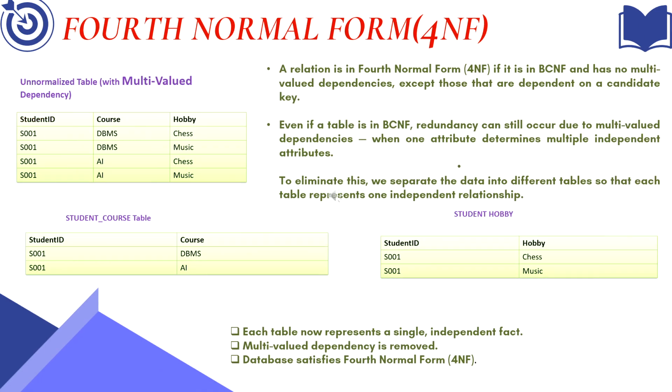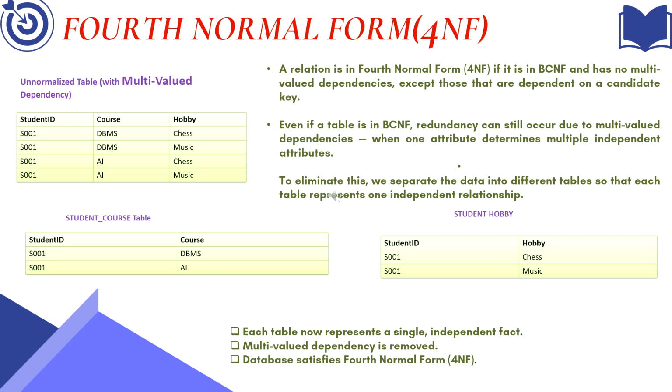We have seen how Boyce-Codd Normal Form, or BCNF, removes most of the redundant dependencies in a database. However, sometimes even after achieving BCNF, there can still be multi-value dependencies, meaning a single attribute in a table may determine multiple independent values of another attribute. This situation causes unnecessary data repetition. To solve this, we use 4NF.